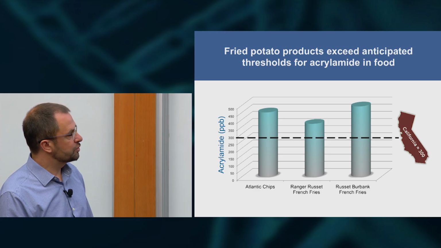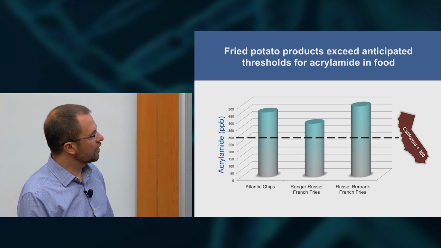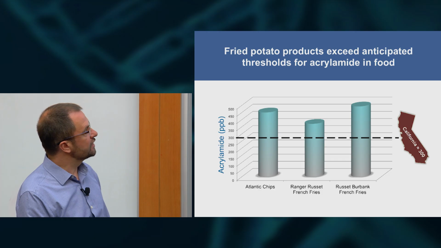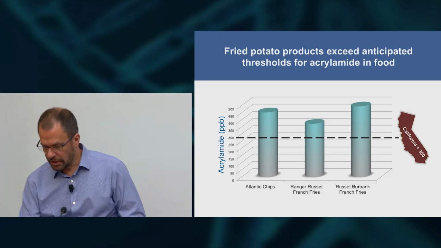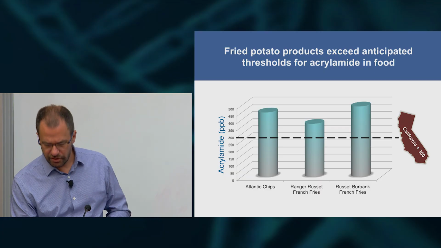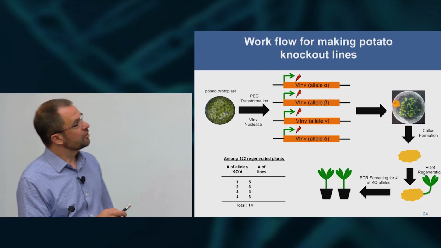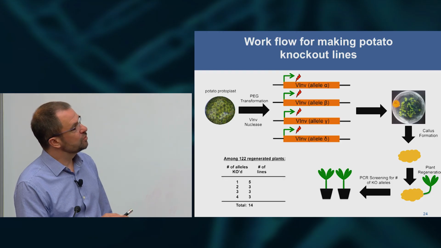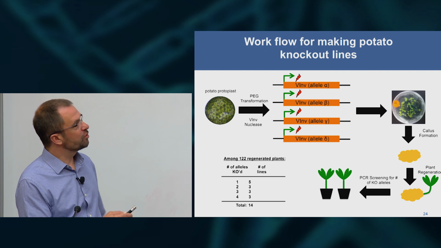And many potato chips and French fries processed from common cultivars of potato often exceed the amount of acrylamide that in California has been deemed healthy. And likely the Food and Drug Administration will set national standards for acrylamide. So again, we introduced our nucleases, this time into individual potato cells. So this would be similar to the embryos we heard about, or your 293 cells in your Petri dish.